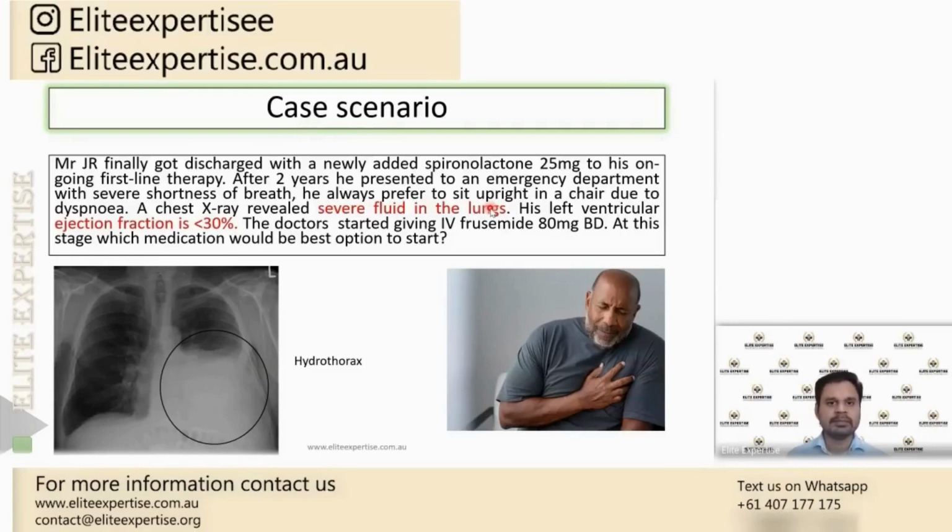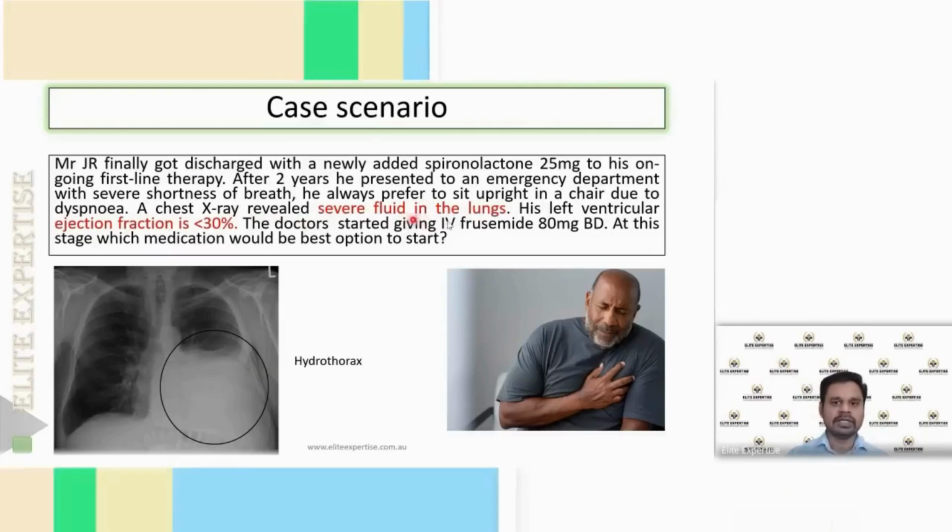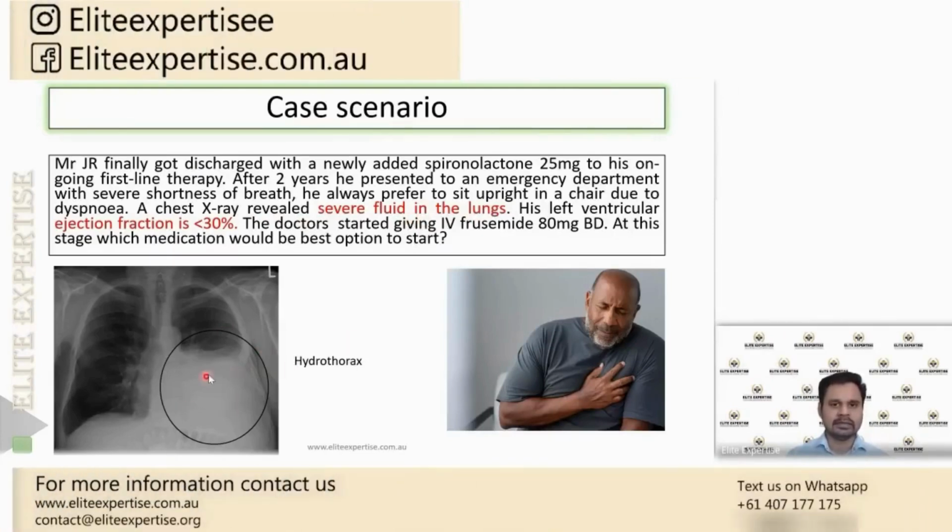The patient prefers to sit upright in a chair due to dyspnea, that is shortness of breath. And when a chest X-ray was taken, it revealed severe fluid in the lungs, that is a hydrothorax condition. His left ventricular ejection fraction has dropped to 30%. A decrease in the left ventricular ejection fraction to 30% is considered a severe condition. So the doctors have started giving IV furosemide, 80 milligram BD, to remove that excess fluid from the lungs.